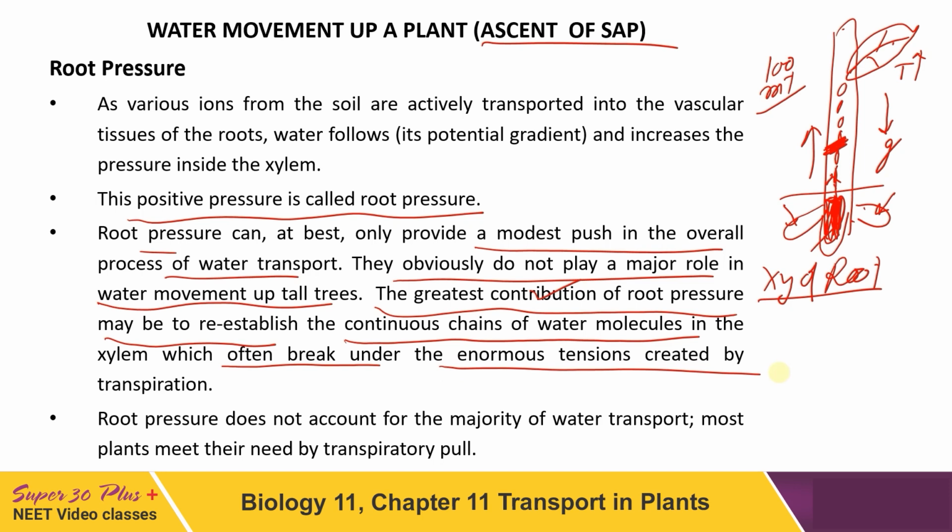So it's very clear now that root pressure doesn't account for the majority of the water transport. Most plants meet their need by transpiration pull. The root pressure, very important, I repeat, its greatest contribution is to re-establish the continuity of the water column.